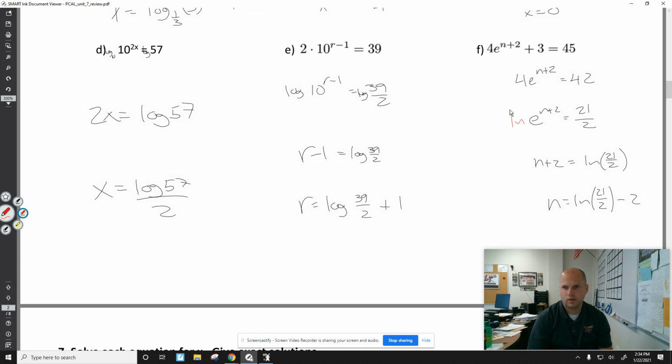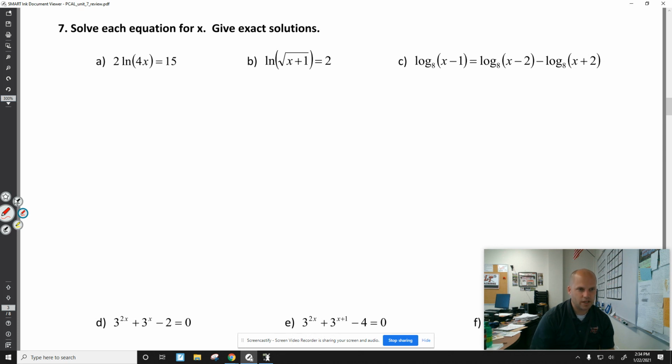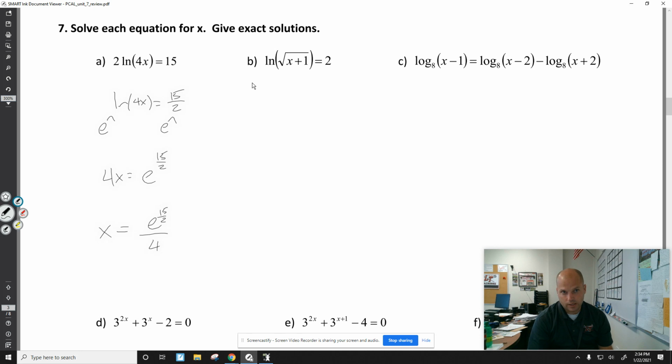I took the natural log of both sides here. Exact solutions again. Divide by 2 to isolate the log in this case. And now we're going to have to undo the log. You undo logs with exponents. This is log base e. Take e to the power. 4x equals e to the 15 halves. Divide by 4. E to the 15 halves over 4. The log is isolated. I'm ready to take e to the power of both sides.